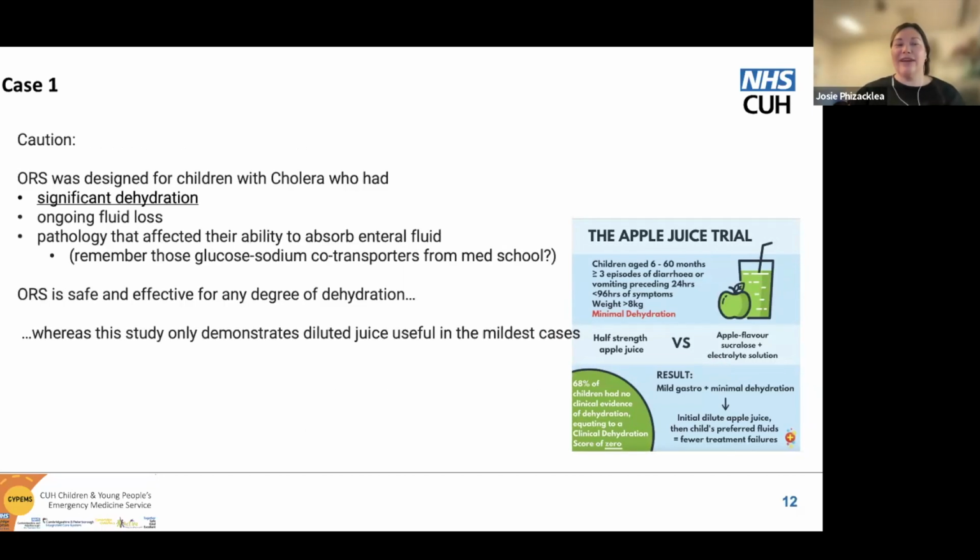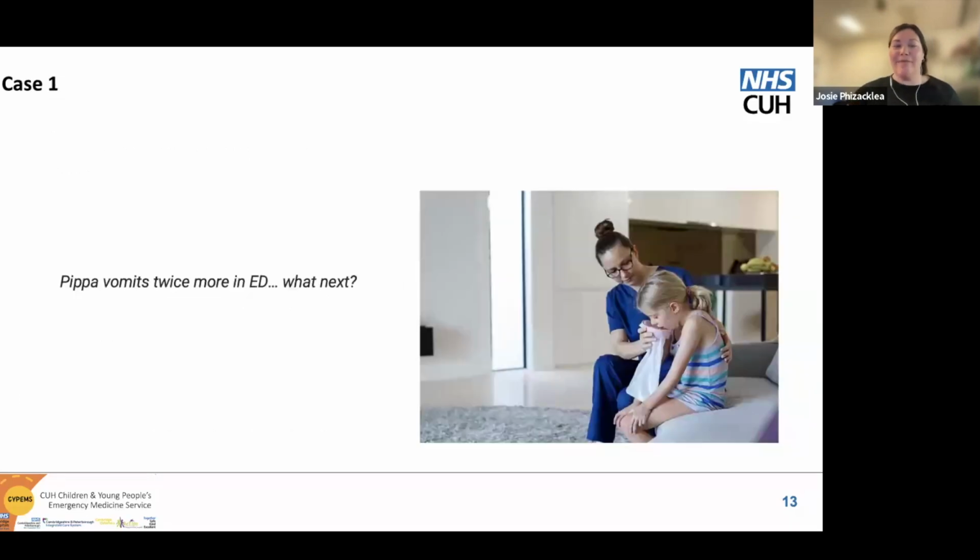They then found, we talked about the sort of background to oral rehydration fluids, and basically it determined that although oral rehydration is safe and effective for any degree of dehydration, in the milder cases, it's safe to use apple juice. And so in this case, Pippa vomits twice more despite the apple juice and water combo. What are you going to do next?